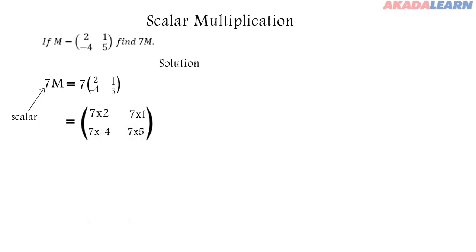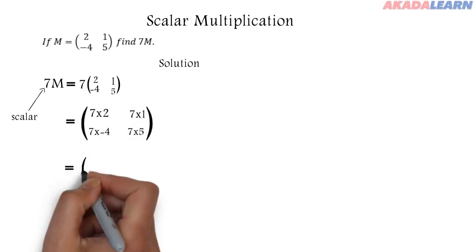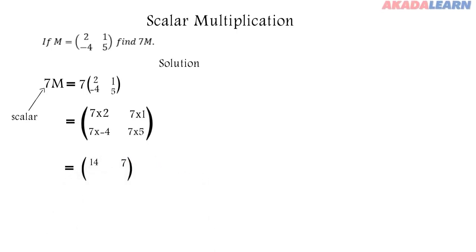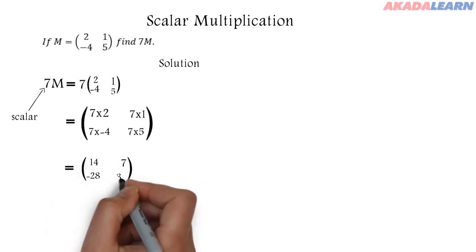7 times 2 is 14. 7 times 1, you also know that is 7. 7 times minus 4 is minus 28, and 7 times 5 is 35.